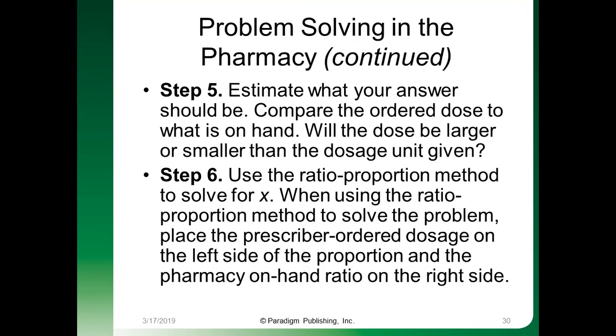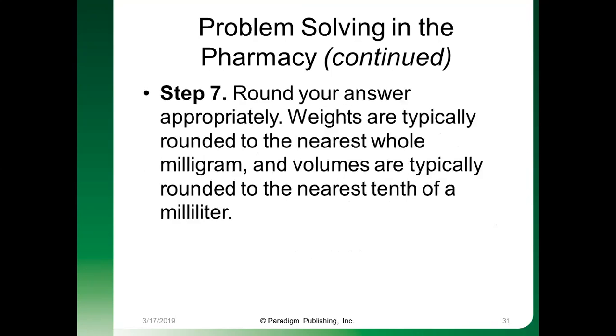Step 6. Use the ratio proportion method to solve for x. When using the ratio proportion method to solve the problem, place the prescriber's order dosage on the left side of the proportion and the pharmacy on-hand ratio on the right side. Round your answer appropriately. Weights are typically rounded to the nearest milligram, and volumes are typically rounded to the nearest tenth of a milliliter.